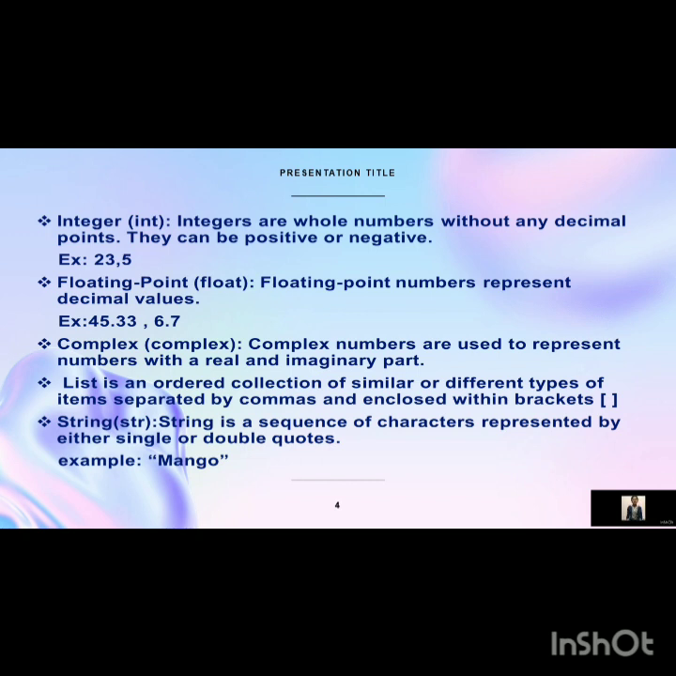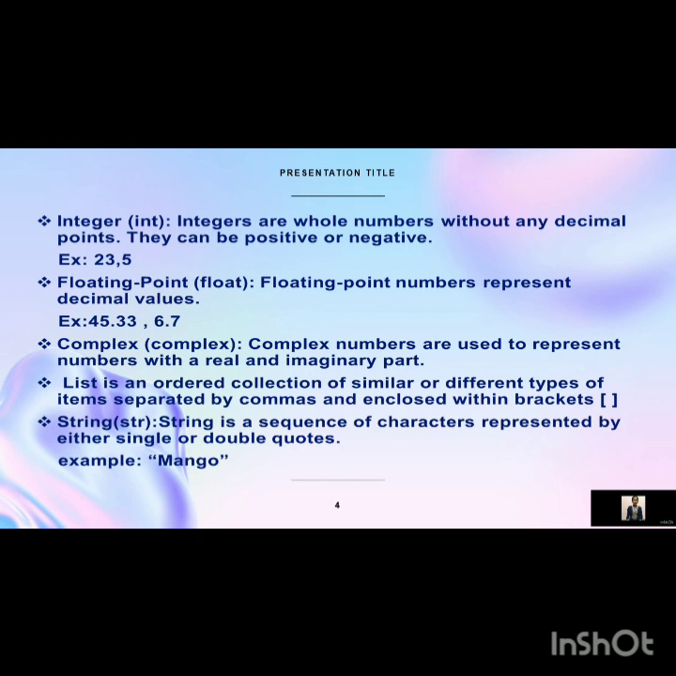The first comes integer, represented as int. Integers are the whole numbers without any decimal points. They can be positive or negative integers. For example, any constant values which are not having any decimal points. Next is floating point, represented as float. Floating point numbers represent the decimal values, any values having decimal points. The third one is complex, represented as complex. Complex numbers are used to represent numbers with the real and imaginary part.